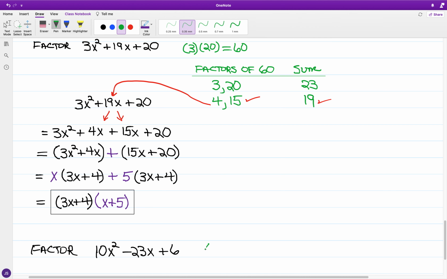So you've got the first and last coefficients. You have 10 times 6. 10 times 6 comes out to 60. Once again, so that bit of history repeats. You had the product at 60. And now we're looking at factors of 60 that will add up to negative 23.